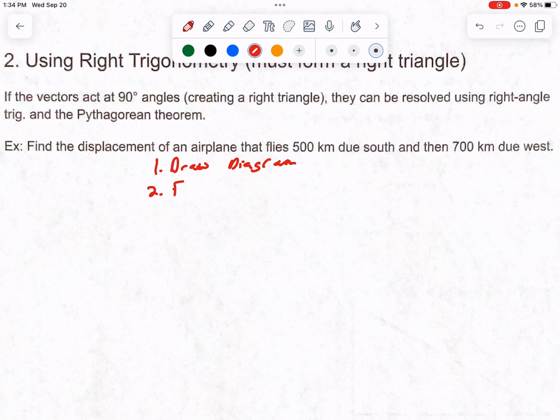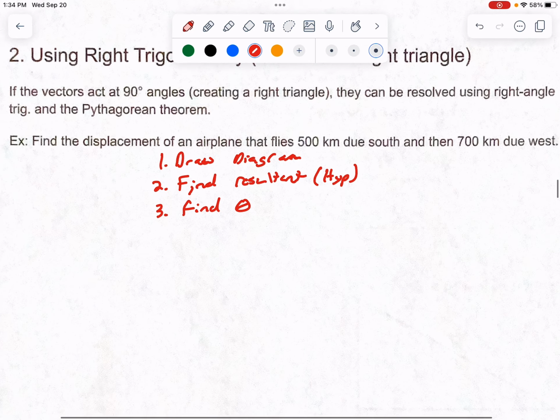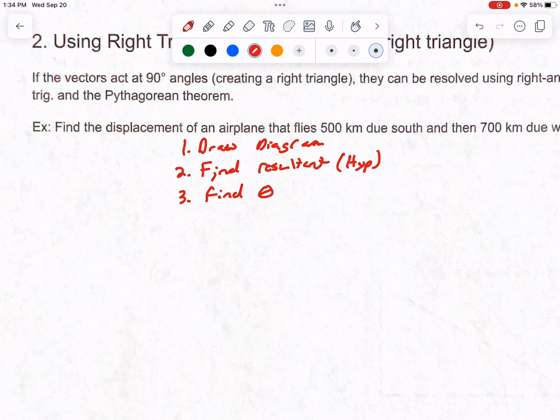Two, we're going to find the resultant. That's a fancy word for hypotenuse. And three, we're going to find the angle. That little circle with a line through it just means theta. That is the Greek symbol that we're going to use for angle. So I am going to draw my quadrant.